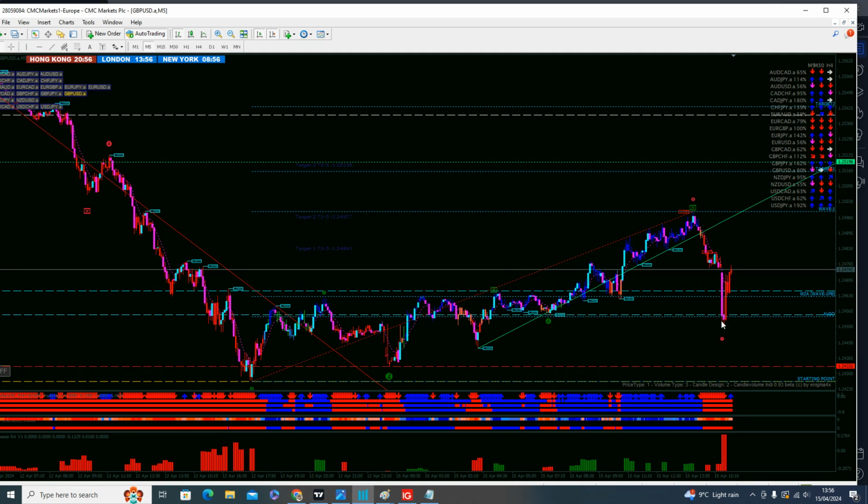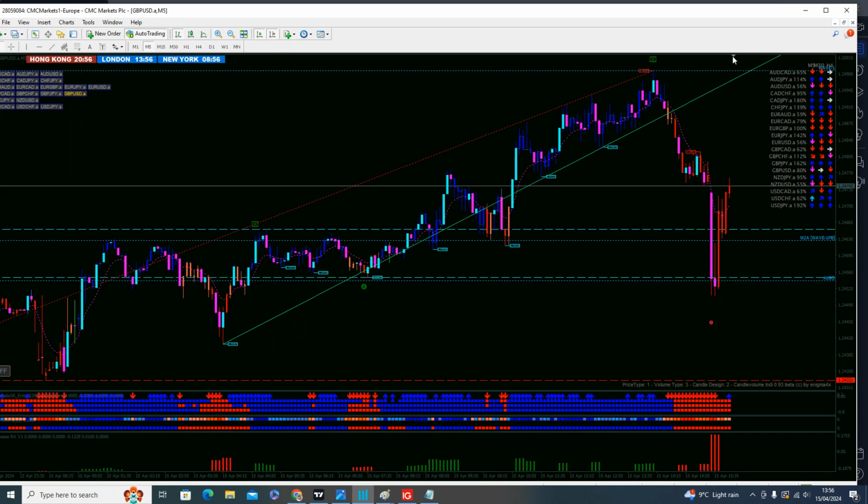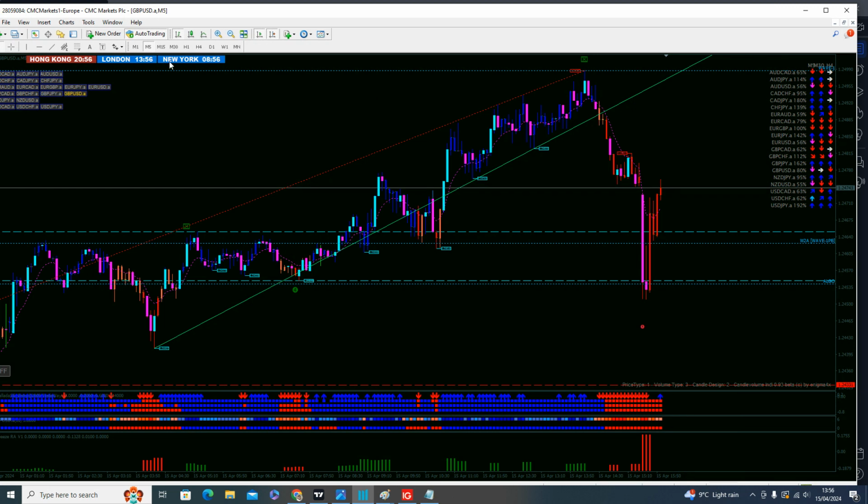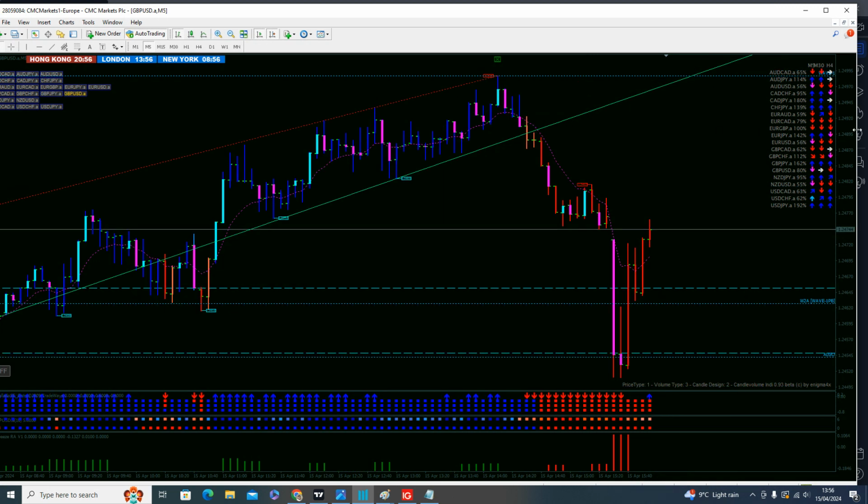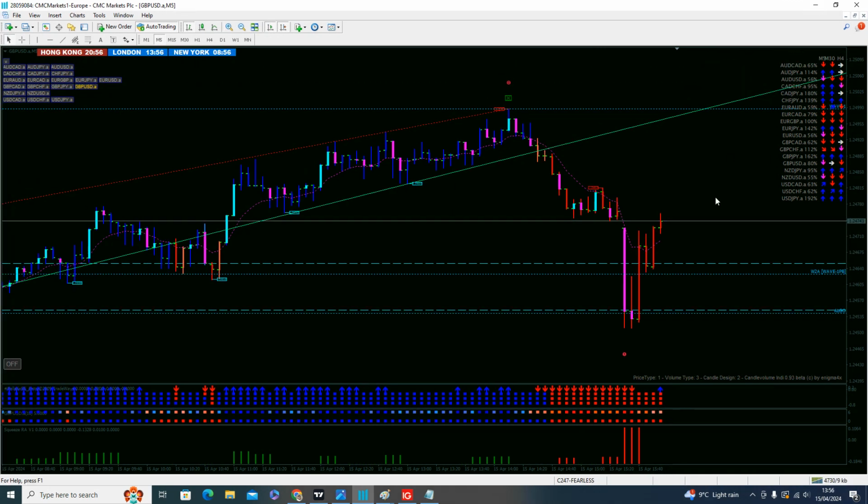So price has come nicely into the buy zone, which we've already measured on the TradingView chart, and we want to execute the trade. So don't chase this. We always look for the second pass. What I mean by that is this.